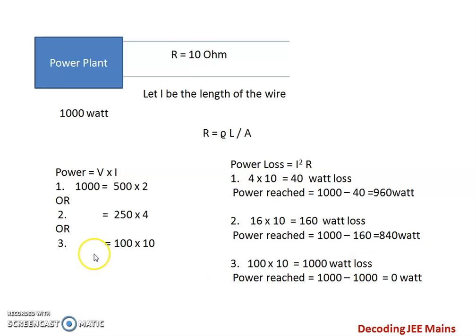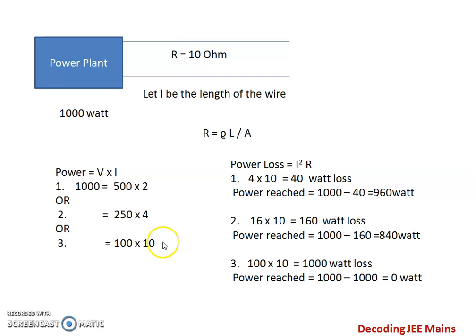And if I consider the third case, that is if my voltage which is generated at the power plant is 100 volt and 10 ampere is the current, then considering this current as 10 ampere, 10 square, that is 100, into 10 ohm resistance, that is 1000 watt is the loss in the power, and therefore power reached to the consumer is 0 watt, because 1000 watt is generated, 1000 watt is lost, and therefore 0 watt is the power which is received at the consumer. What does it mean?